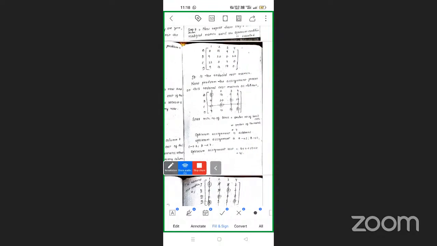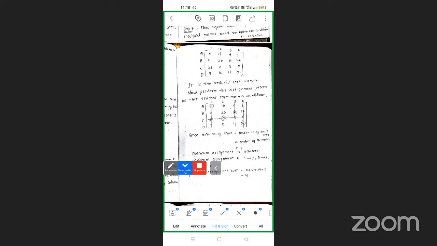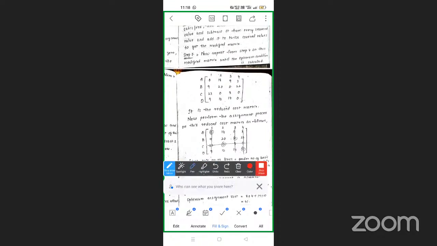Next, zero assignment. This is the important one. First we choose rows with a single zero. The first row has a single zero, so we scan row-wise and mark that single zero. In case two or more zeros are there, leave it.